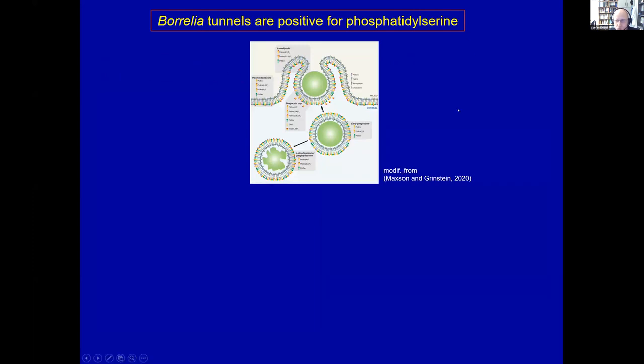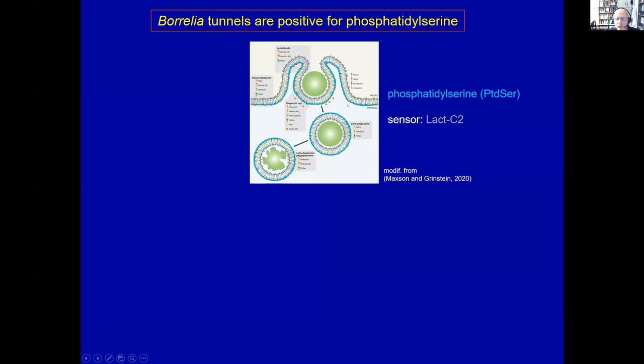So we tried to look at this process in a bit more detail, and what you see here is a phagocytic cup. So this is the surface of a cell. It could be a primary human macrophage. This would be a bead, but it could also be a Borrelia, and this is a phagosome. And what you can see here is that the outer surface of the plasma membrane is now the inner surface of the phagosome and vice versa.